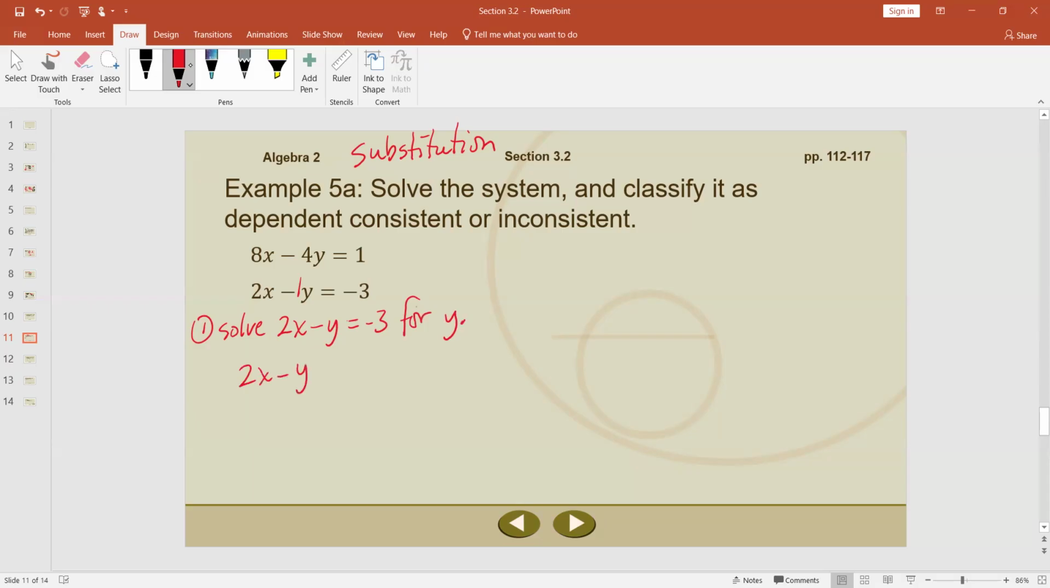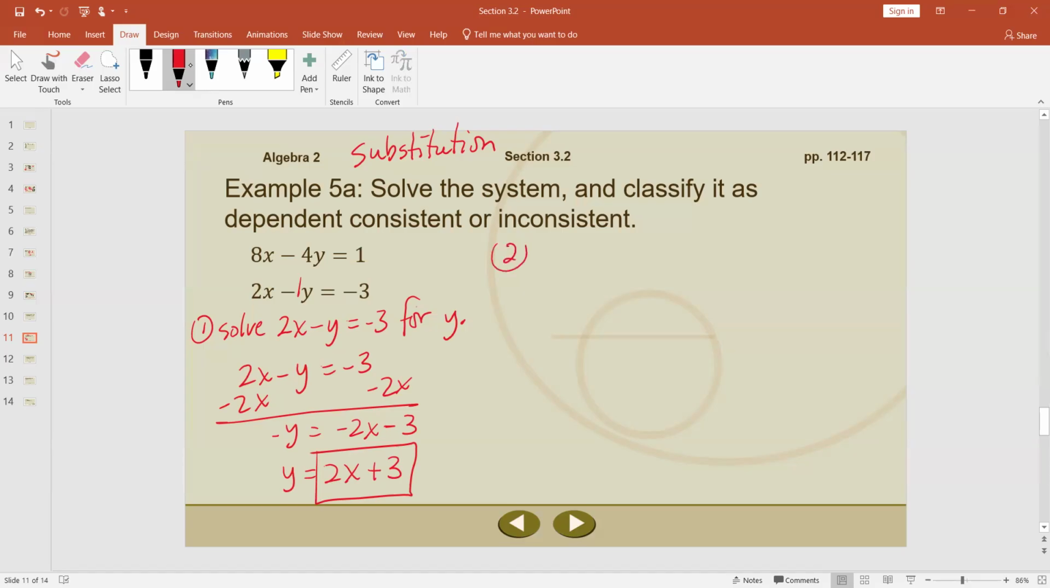Subtract 2x: negative y equals negative 2x minus 3. All right, they're all negative, so I can change that to y equals 2x plus 3. And now I can substitute this expression into my first equation, the 8x minus 4y equals 1, and solve for x.